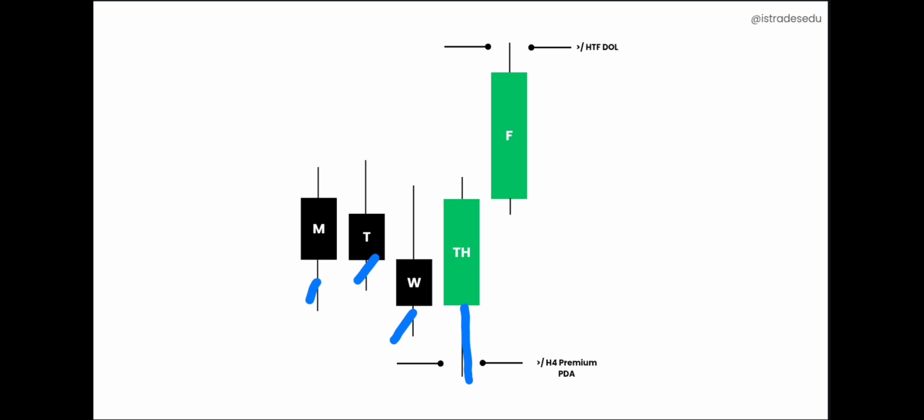So I tend to call it candle projection instead of the next day model. I prefer it that way because it means that I'm projecting where the next candle is likely going to form, based on the fact that the previous candle that formed was a bullish candle.